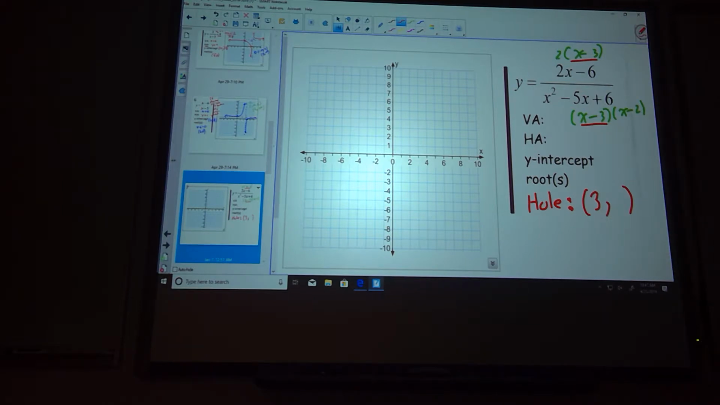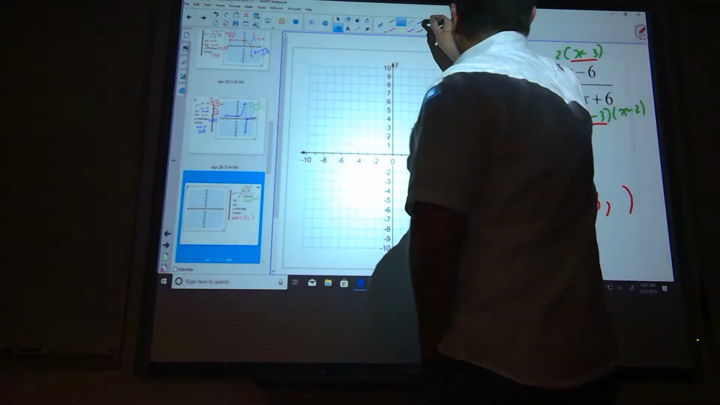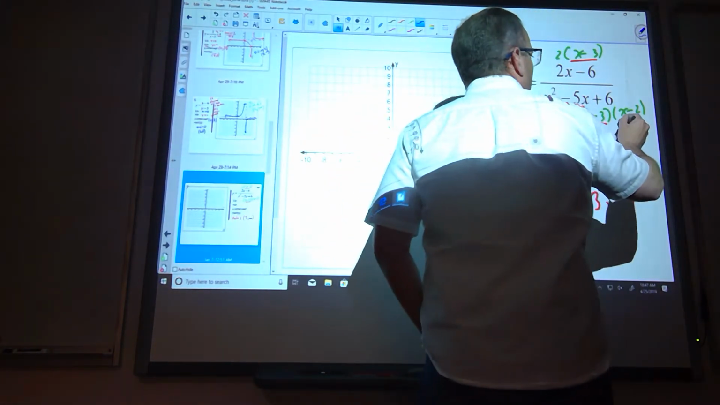How do I find out the y-value? Plug in 3. Plug it back in to x minus 2. So in order to find this right here, I'm going to plug into here.